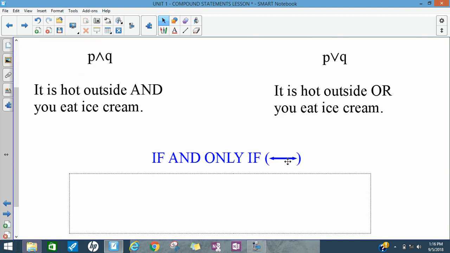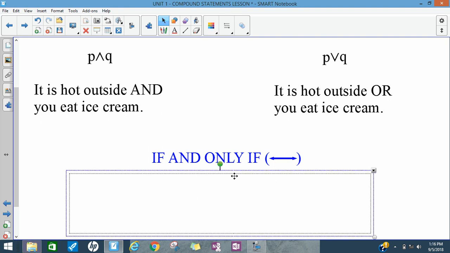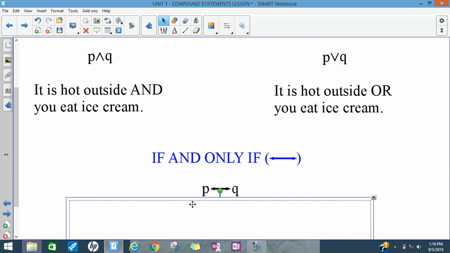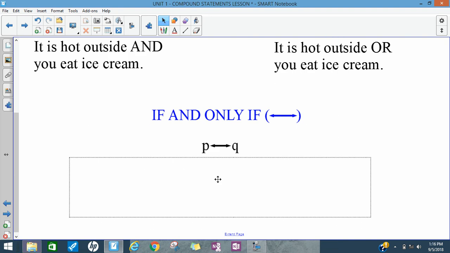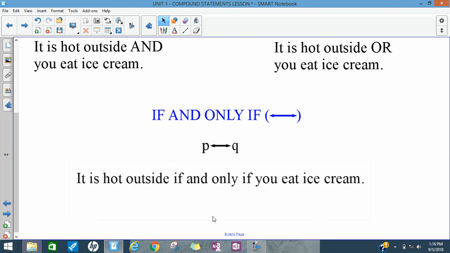The last symbol is the double arrow, and that means if and only if. So two arrows, two ifs. Before we had one arrow, and that was if then. So this if and only if, just like and or, goes between the two statements. So if we want to do P if and only if Q, we would say, it is hot outside if and only if you eat ice cream.